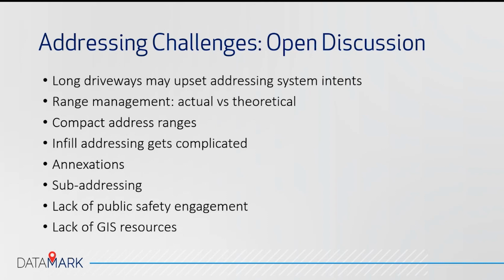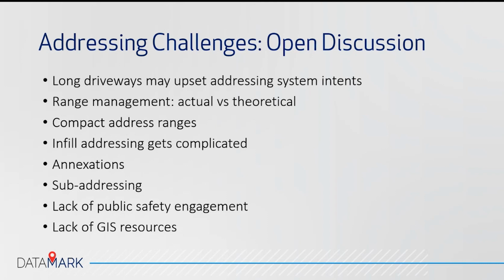Actual ranges versus theoretical ranges. Actual ranges mean that my road range represents what's actually out there for addresses. So if my lowest address is 100 and my highest address is 128, then my range is going to be 100 to 129. As opposed to a theoretical range, which is the entire block. So saying this is the 100 block, you would say 100 to 199.